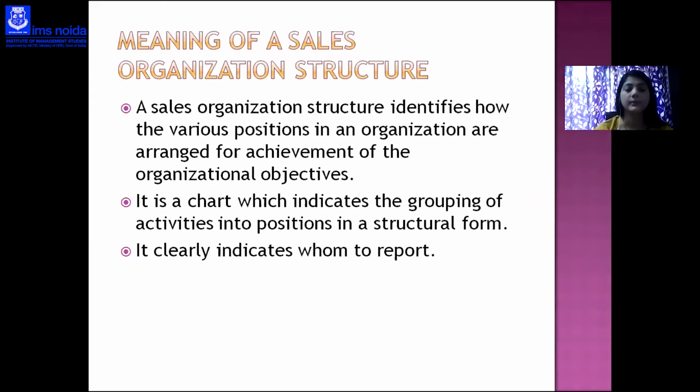and cons. So before moving ahead, we should know what organizational structure is. Organizational structure is the arrangement of people and tasks to accomplish the organizational goals. A sales organization is a structure through which functions of sales management are carried out, and it identifies how various positions in an organization are arranged for achievement of organizational objectives.